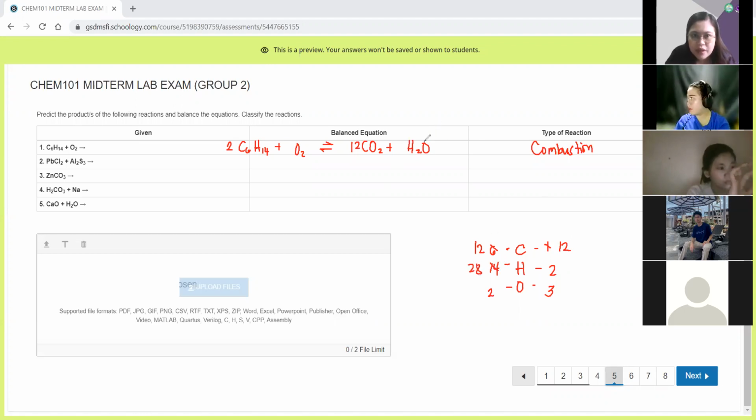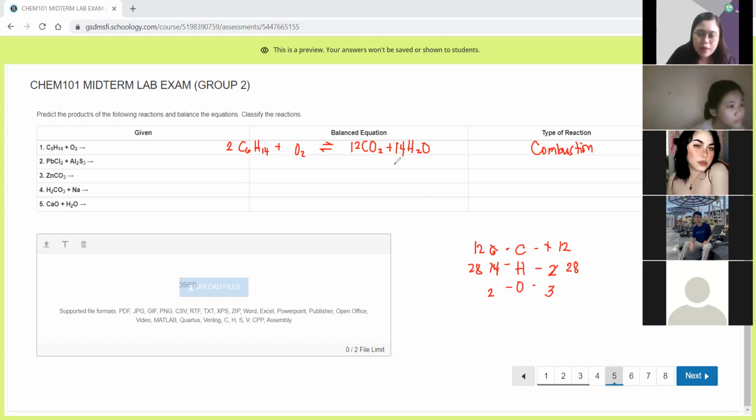So I will also flip them, and I'll put 14 here so that they both become 28. So my problem now is the oxygen. So oxygen on the other side, 12 times 2 is 24. Here in carbon dioxide, 12 times 2 is 24, plus 14 times 1 is 14. Overall, I have 38 oxygen here.